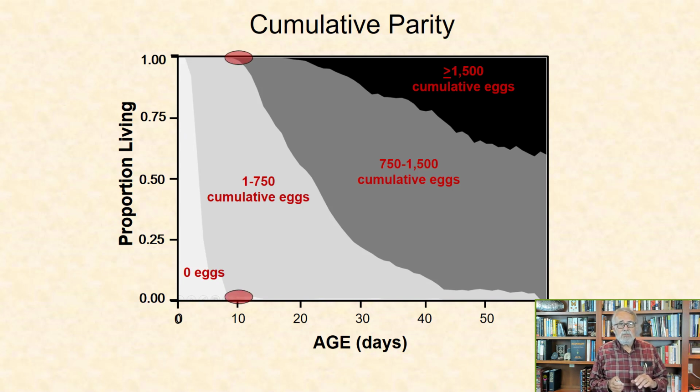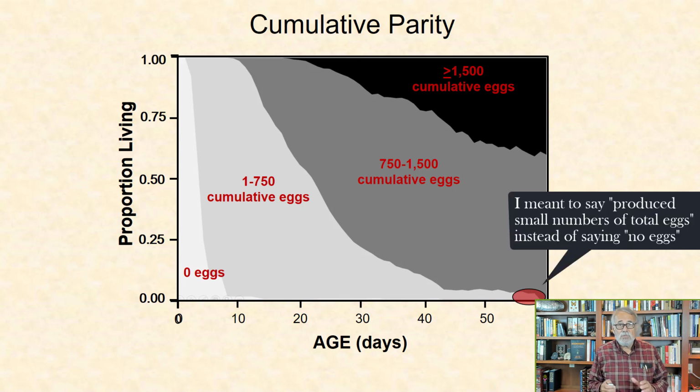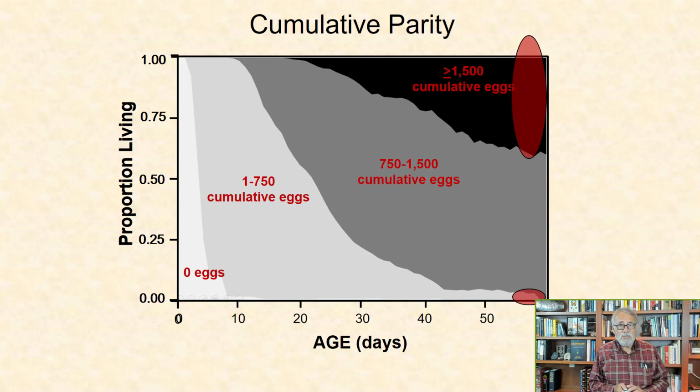At age 10 days, there are still some individuals which have laid no eggs, while at this same age, other individuals have produced a total of 750 eggs or more. By 60 days, there are individuals that still have produced no eggs, but at the same time, nearly 40% of the cohort still living have produced over 1,500 eggs total.